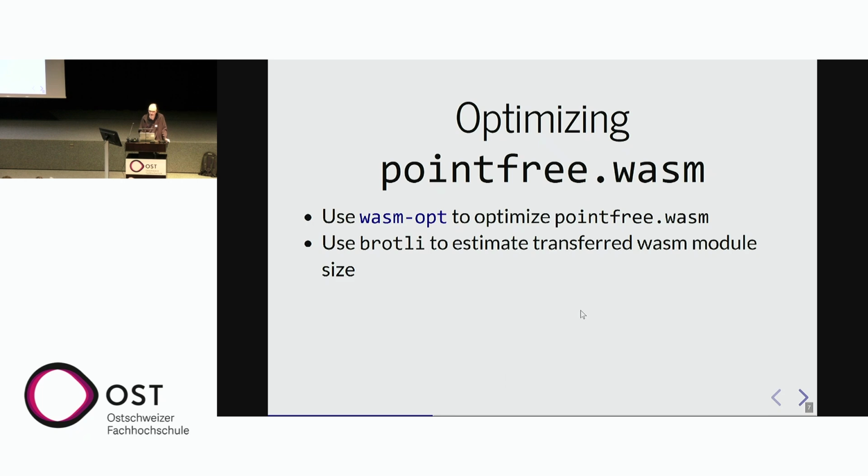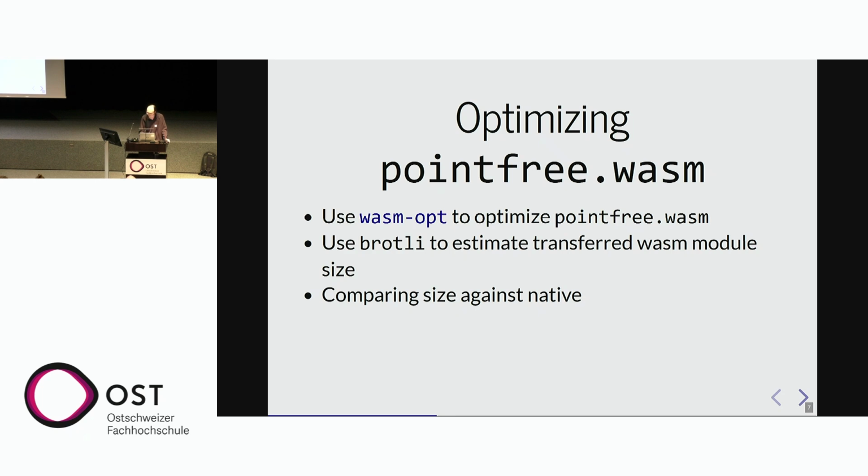And you can even use a brotli command line interface to estimate the transferred Wasm module size, because just optimizing it using Wasm opt is surely not enough. You want the compression to be applied when the Wasm module is transferred over the wire. So the most widely used algorithm these days is brotli, so you can use this to estimate the size.